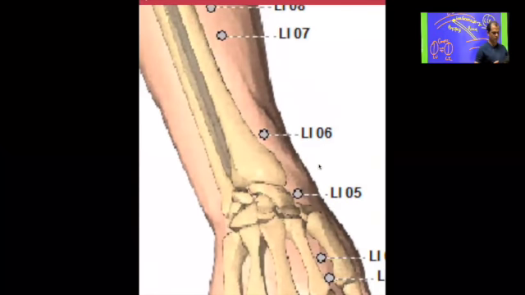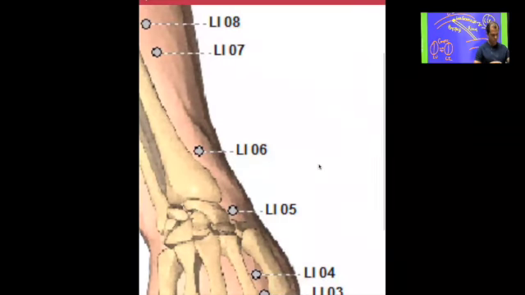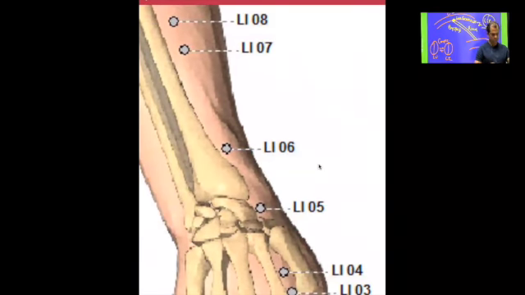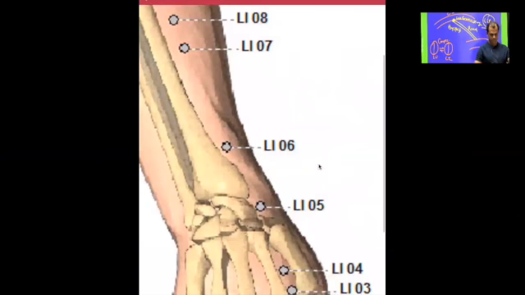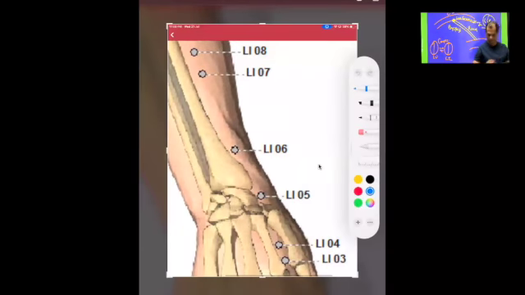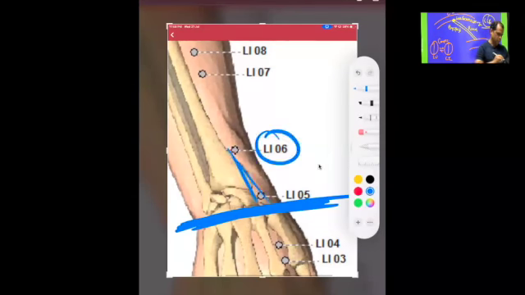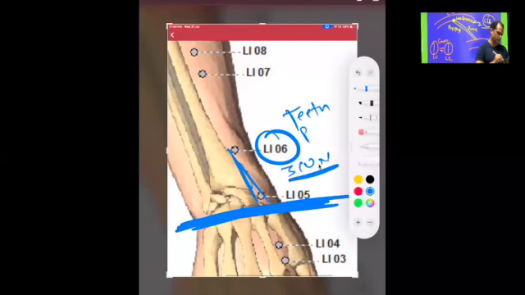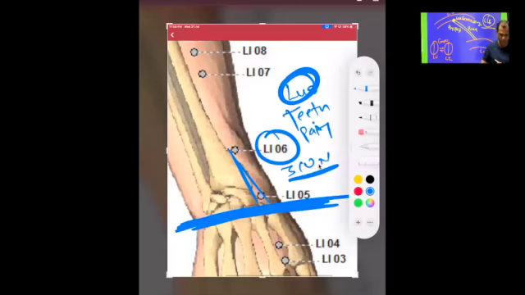So you can see how the LI meridian is passing, and this is the location of LI6. This point is 3 chun proximal from the wrist crease. So this is the wrist crease, and from here, if we go 3 chun, this is the location of LI6, which is a very good point for teeth pain, or the Luo point of the large intestine meridian.